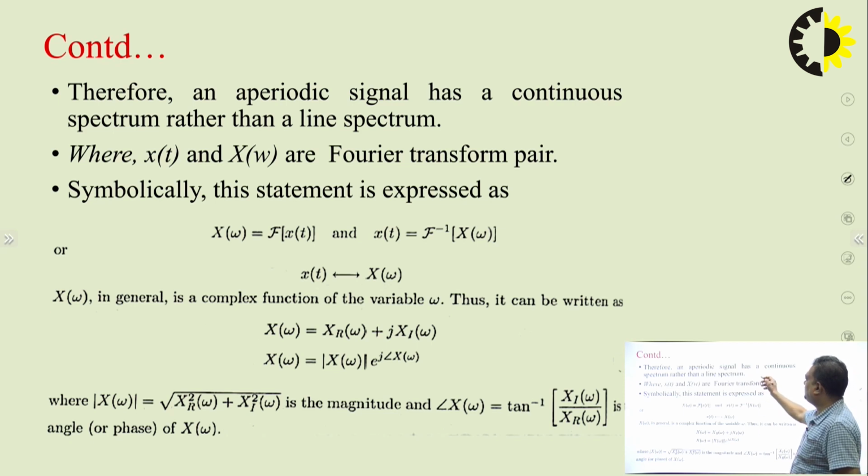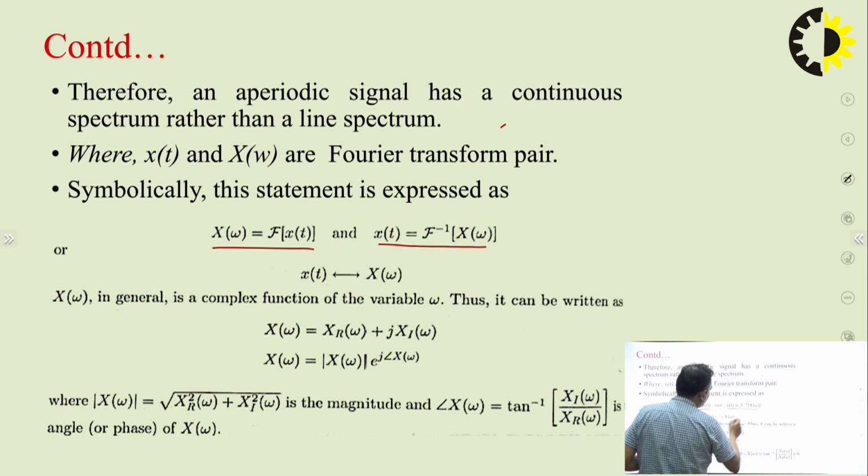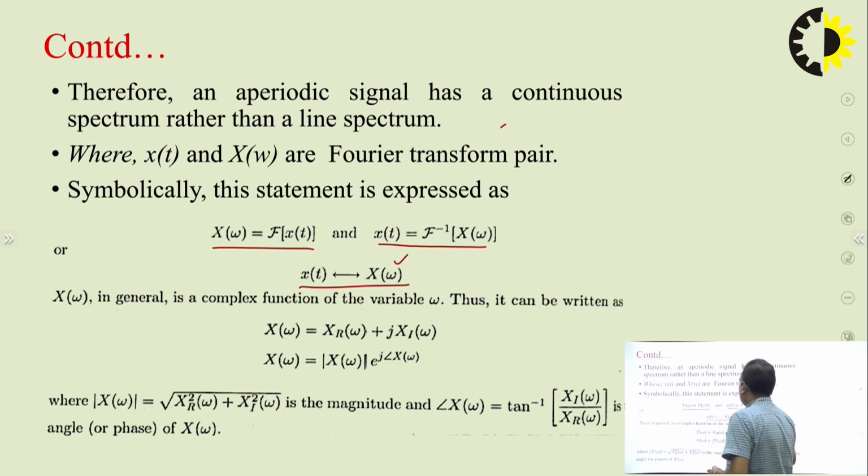So this we have, I think, already discussed. Now you can see how we will represent it. X(omega) can be represented as the Fourier transform of x(t), or you can write x(t) as the inverse Fourier transform of X(omega), and this is the representation. Generally, this X(omega) is a complex function of the variable omega.